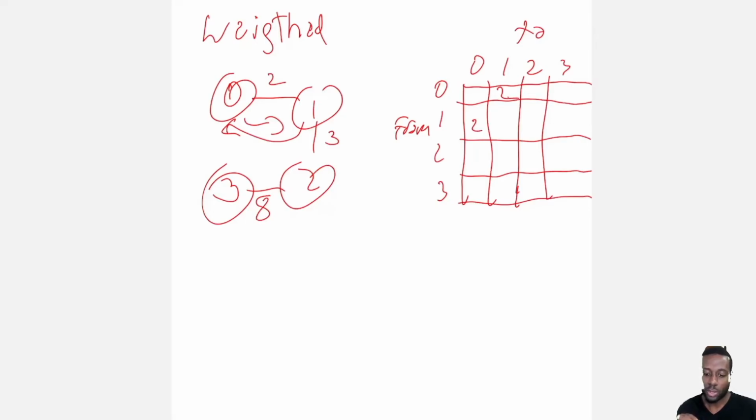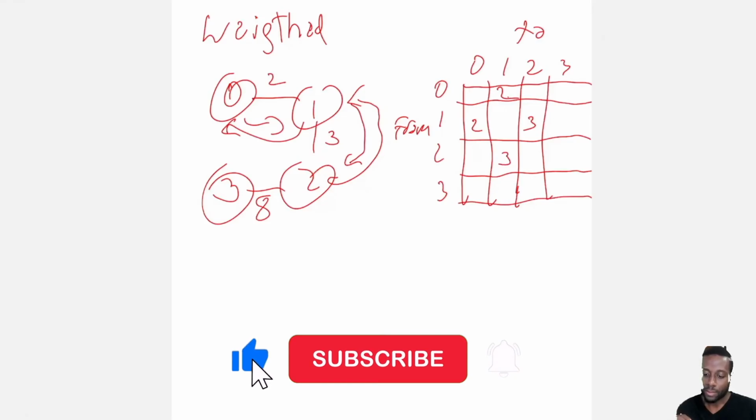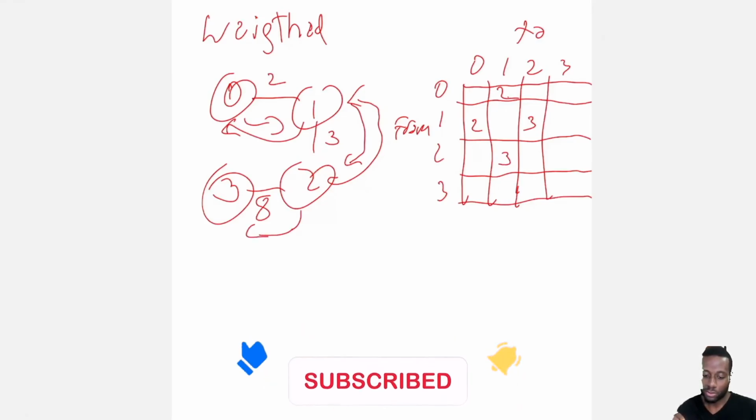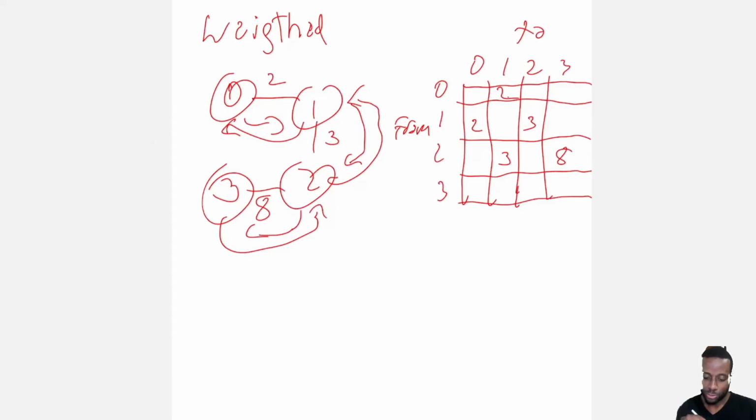So now I'm going a little bit faster, guys. We can go from 1 to 2, there's a cost of 3. And then from 2 to 1, there's also a cost of 3. And then from 2 to 3, there's a cost of 8. And then from 3 to 2, there's a cost of 8, guys. All right, cool. So we got that.